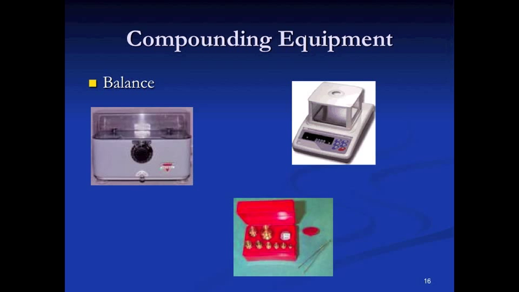In this picture, you get an idea of what a Class A torsion balance looks like, as well as an analytical balance. The red box contains metric weights. They must be handled with forceps, not with fingers, to prevent soiling and erosion.